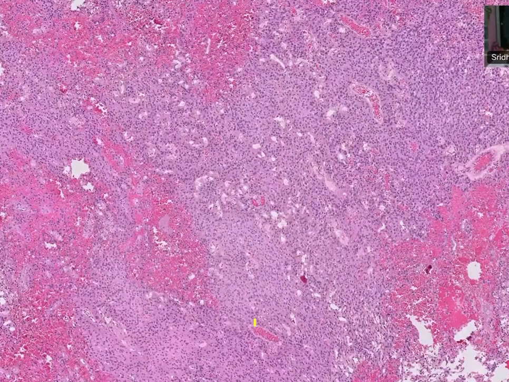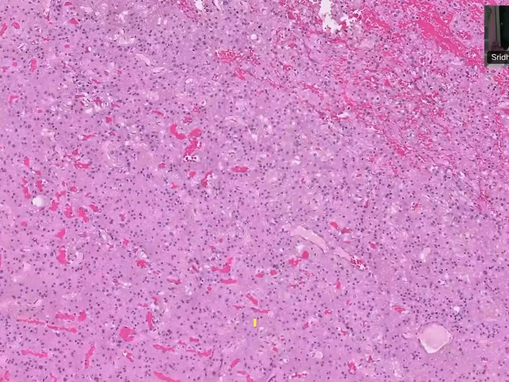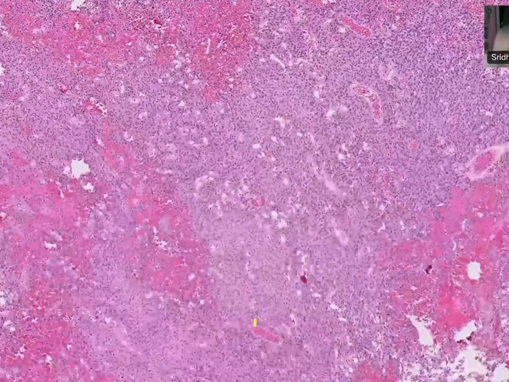Sir, there is increased cellularity. When compared to here, you can see the cellularity is increased. So there is a heterogeneity in the degree of cellularity, right? So what does it tell you now here?